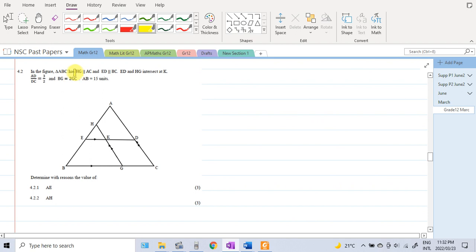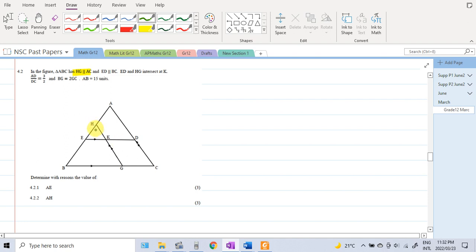So let's see what we have in triangle ABC, the big triangle. We've got HG, which is parallel to AC, and we've got ED parallel to BC. HG intersects at K, AD over DC is 3 over 2. Remember, what we are looking for is a triangle with a parallel line inside. So there are some hidden triangles.